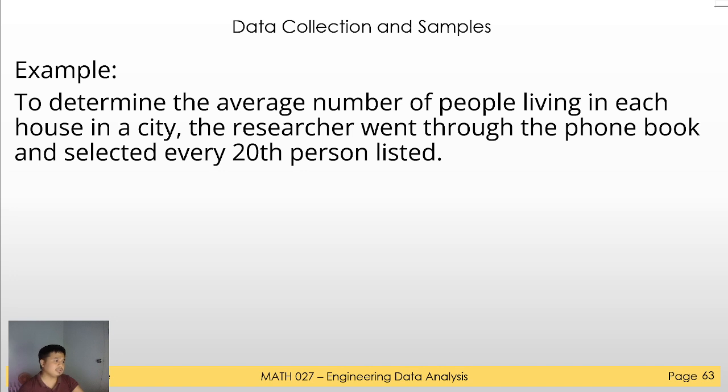And then moving on: to determine the average number of people living in each house in the city, the researcher went through the phone book and selected every 20th person listed. So if we want to record at an interval, then this will be a systematic sampling.